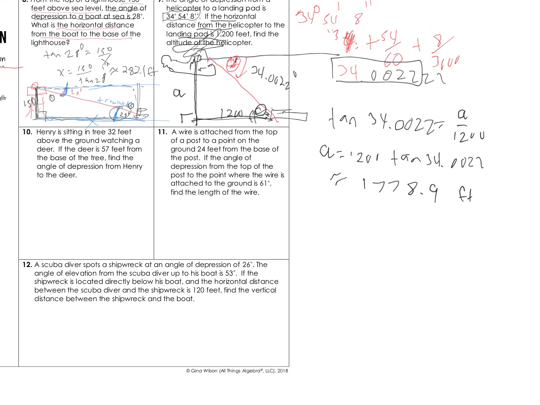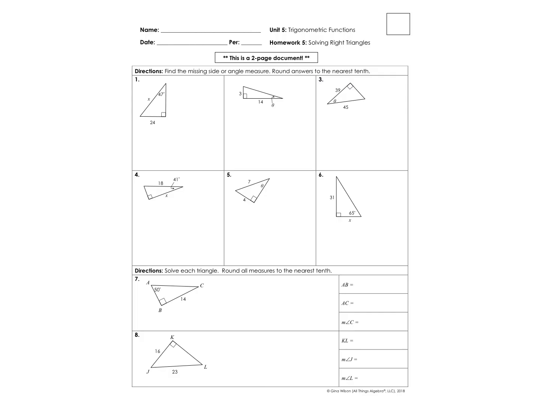Okay. I'm done. You're going to do, on this page, just the odds. That's homework 5. Here's what I need you to do. Let me get a blank page here. Get out a clean sheet of paper.